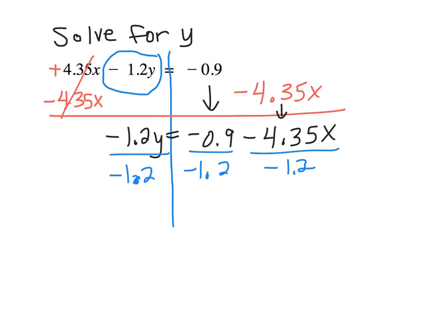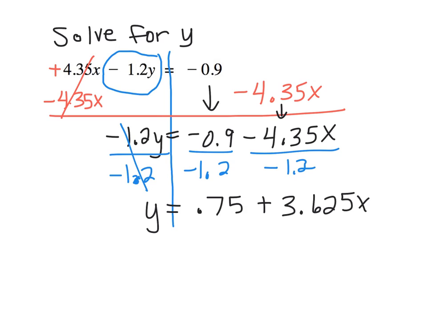And I'm going to go ahead and use my calculator for this. My 1.2's cancel out, and I have 0.75. My negative divided by my negative made it a positive. And then again, here I have a negative divided by a negative will make it a positive. And I have plus 3.625x. And I've got y equals.